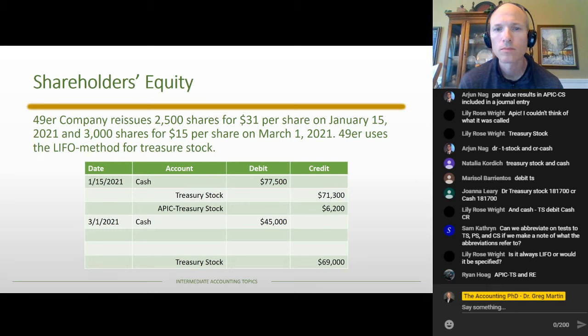So again, the first journal entry, the January 15th journal entry, that was really about a contribution from my owners, whereas on March 1st, 2021, that was more like a distribution from my owners, and so that's why they're a little bit different.